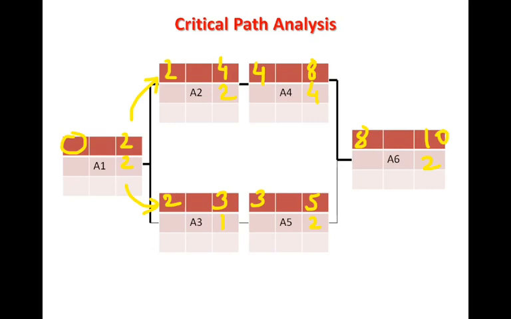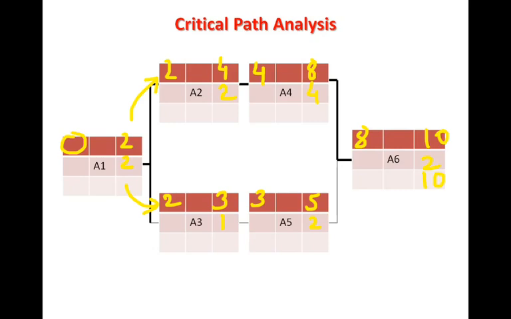So by doing this forward pass, now we know that the total duration of this project would be 10 days, but we need to know which other activities determine the total project time and then find out the critical path. So we do a backward pass. To do a backward pass, we bring this 10 down, which is our late finish. When we went forward, we added; when we go backward, we subtract.